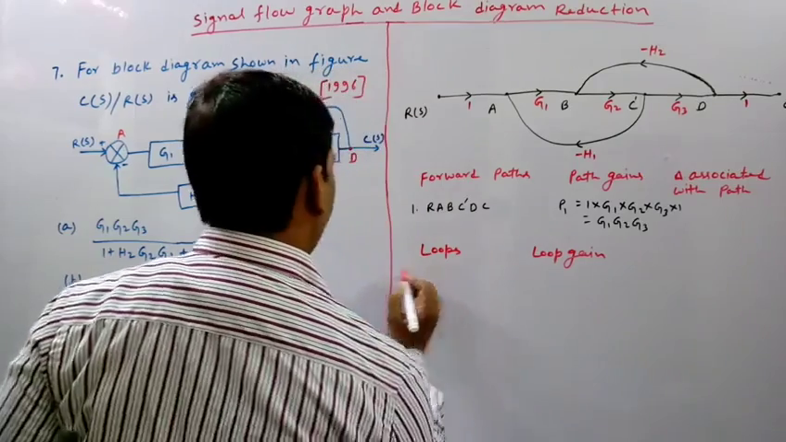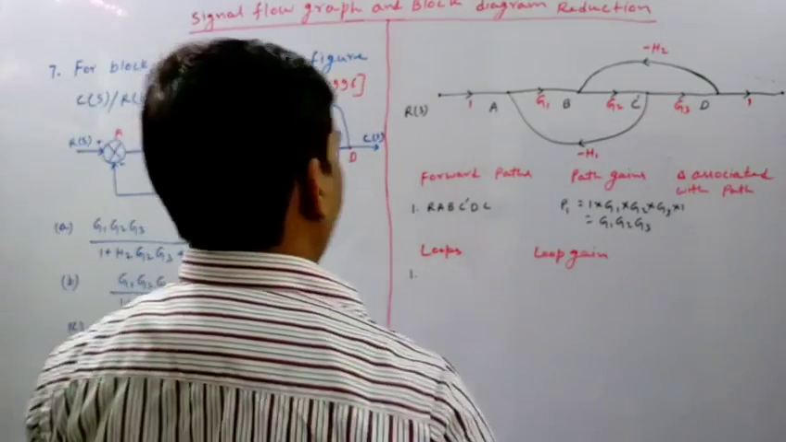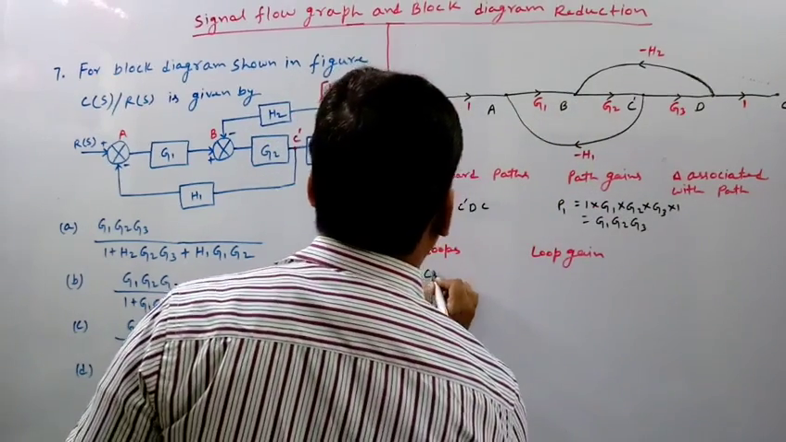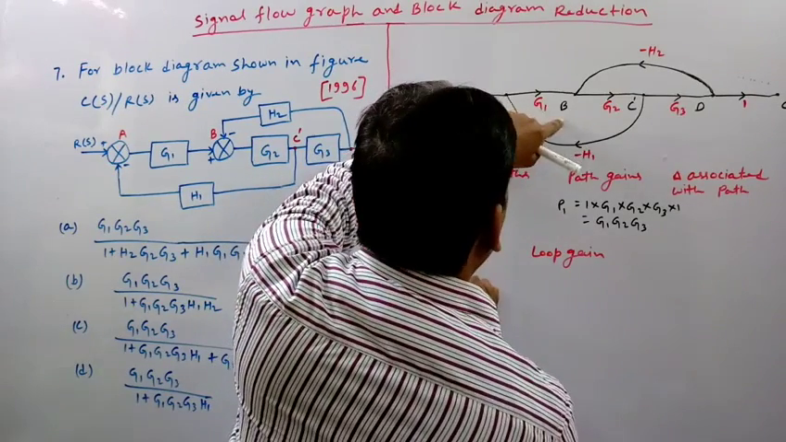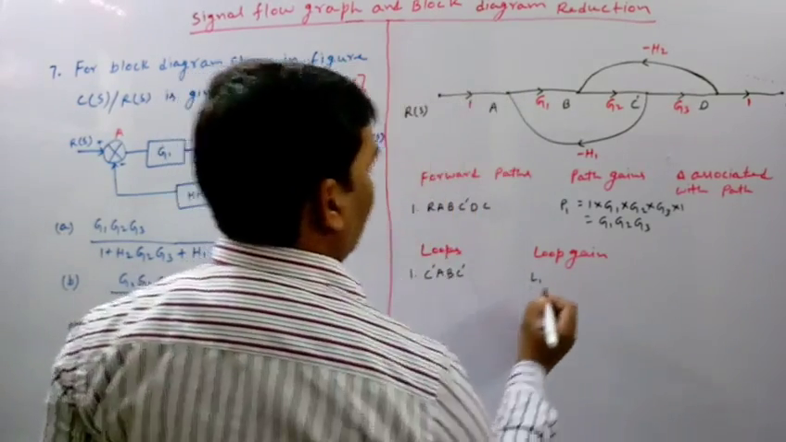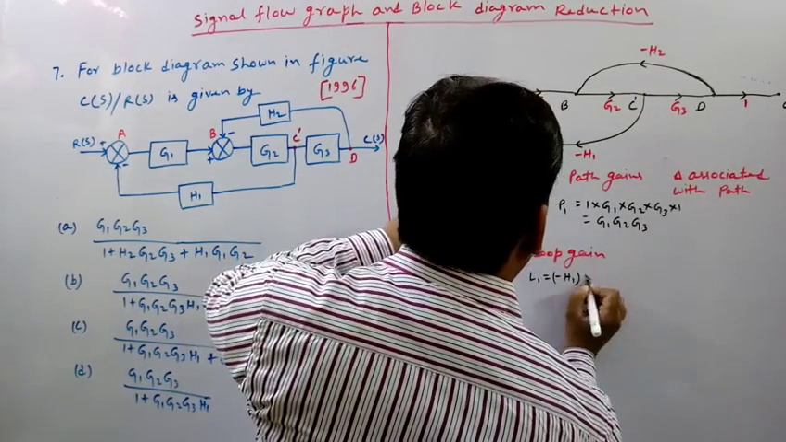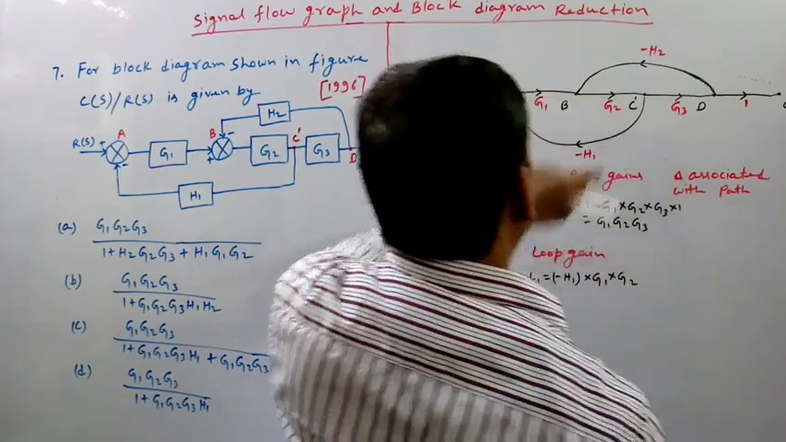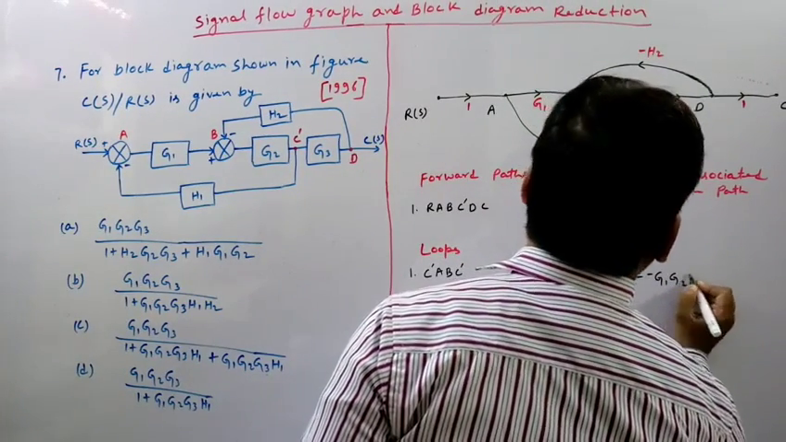So the first loop is C dash A, B, C dash. Let us denote its loop gain by L1. So L1 will be nothing but minus H1 multiplied by G1 multiplied by G2. So how much will it be? It will be minus G1 G2 minus G1 G2 H1.